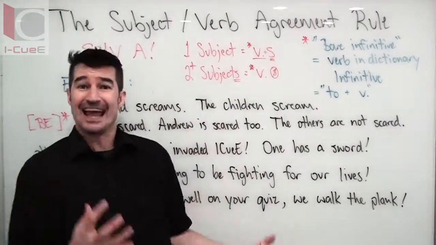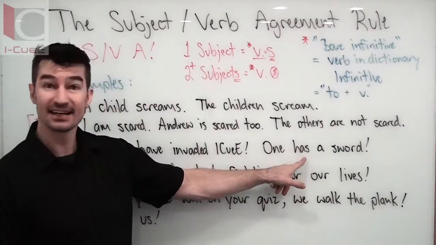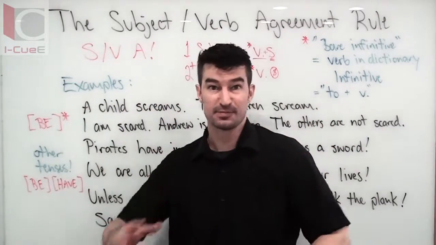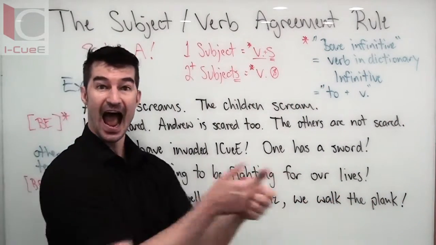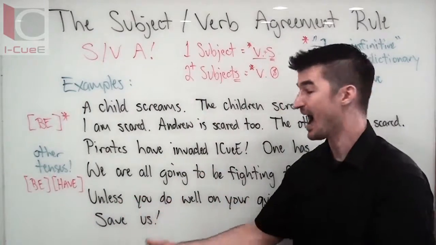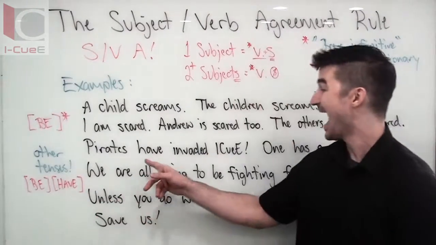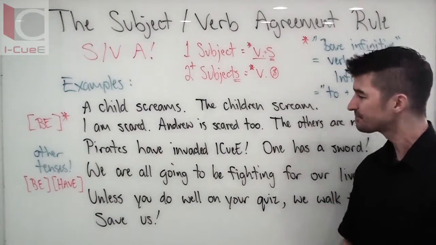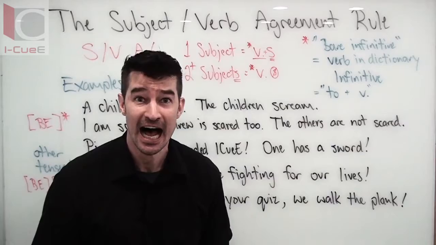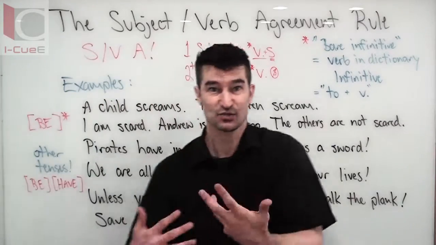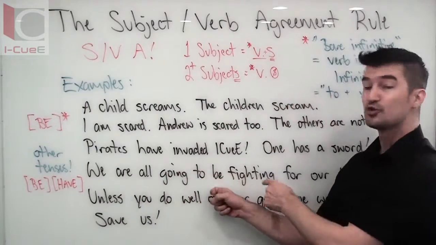Now, pirates have invaded IQ, and one has a sword. Here we are back to the simple present, because you can use verbs in pretty much all tenses most of the time, and one pirate has or owns a sword. But here we have the two present tense forms of the verb have. Have and has. Now, we are all going to be fighting for our lives. You know, against the pirates. That's what we are going to be doing. We're all going to be fighting.